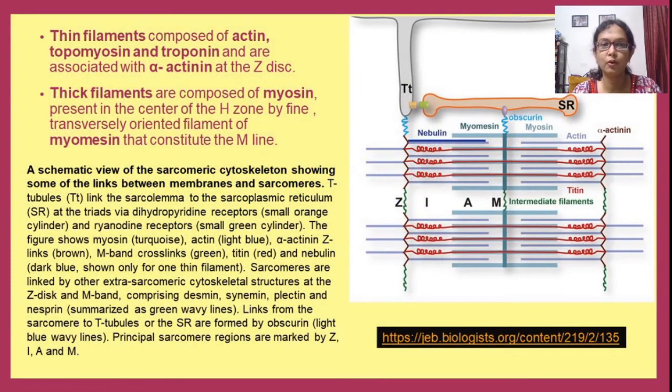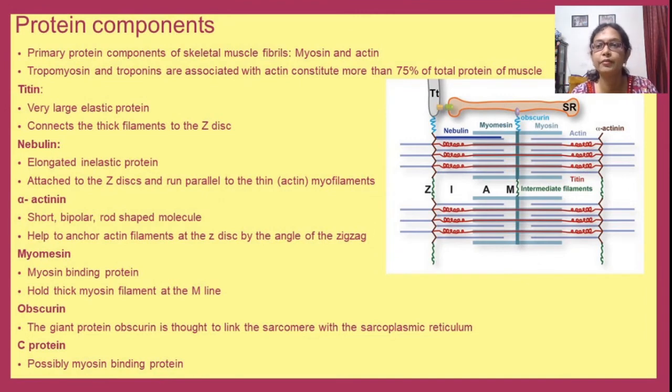And here is a small portion, basically the description of the figure, and you can get more information from the link. Now I am mentioning the different protein components other than myosin and actin. Actually myosin and actin, along with two other proteins known as tropomyosin and troponin, make up nearly 75% of the total protein of the muscle. But other proteins are titin, nebulin, alpha actinin, myomesin, obscurin and C protein. From the figure you can see all the proteins.